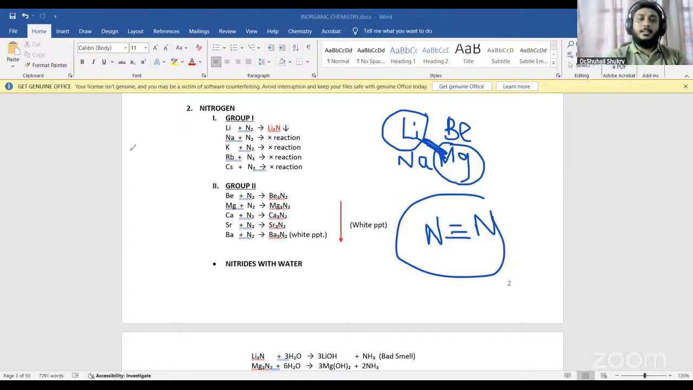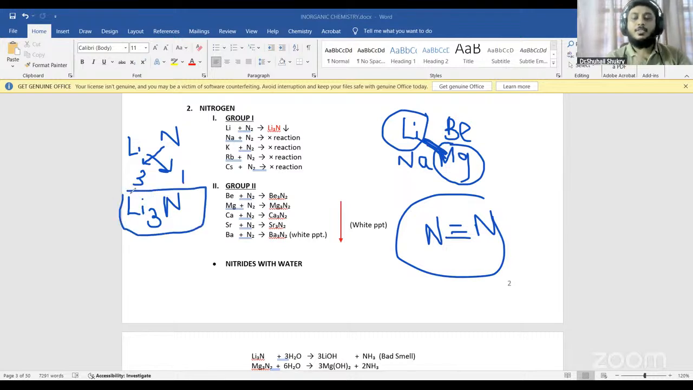So how do you write lithium nitride? Lithium's valency is 1. Nitrogen's valency is 3. So you have to cross these, and you write it as Li3N. So this is lithium nitride. They don't like it, but still lithium is reacting with nitrogen, although group 1 people don't like this.